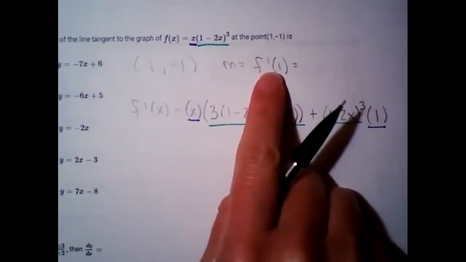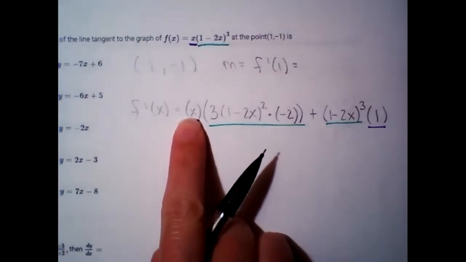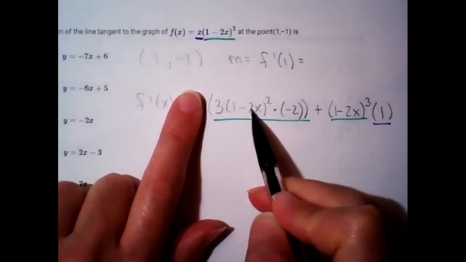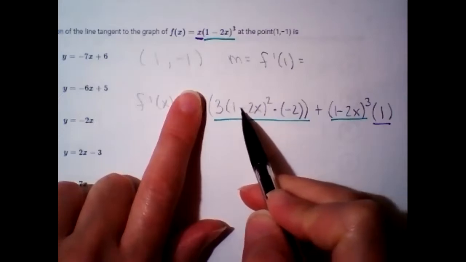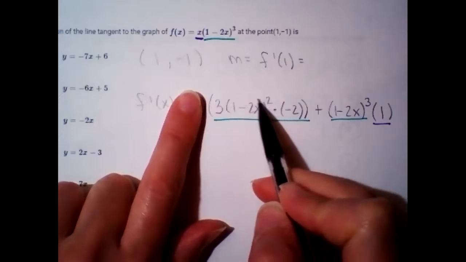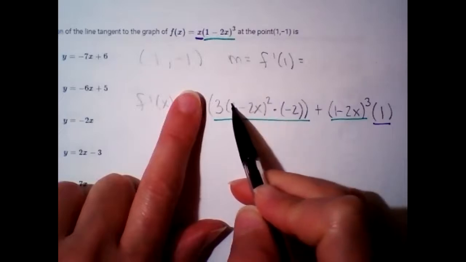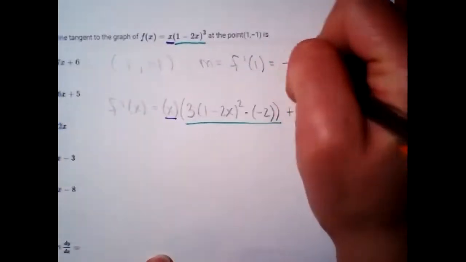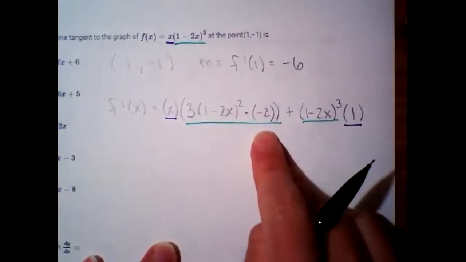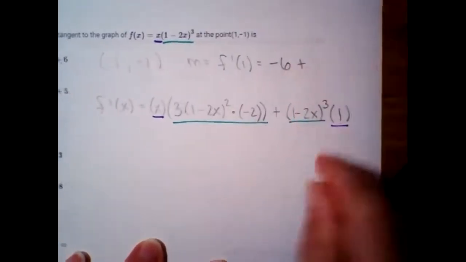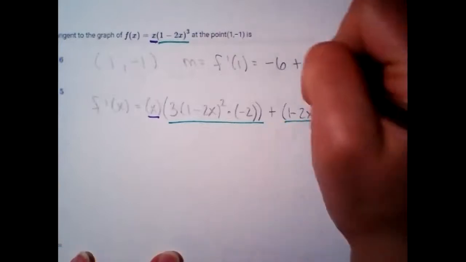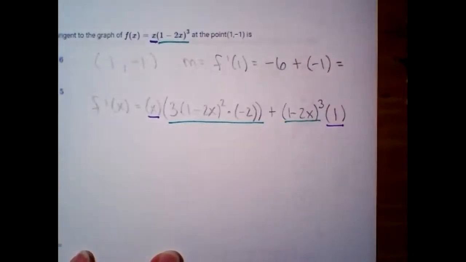All right, and we wanna plug in 1. So if we plug in 1 for x, okay, that's 1, so we can kind of ignore that. This would be 1 minus 2, which would be -1, squared would be +1. So all of this is going to be 1, times 3 would be 3, times -2 would be -6. So this first part is -6 plus, and then if we plug in 1 here, we're going to have -1 cubed, which would be -1. And so my slope is -7.